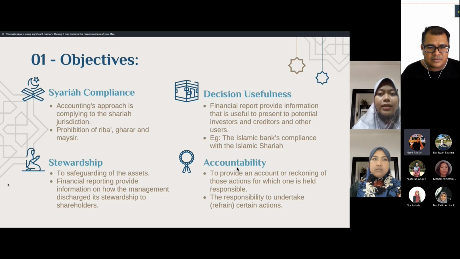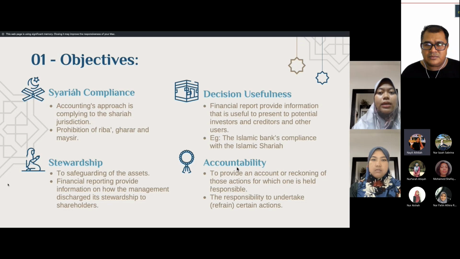Third is stewardship, where the Accounting and Auditing Organization for Islamic Financial Institutions points out that the objective of financial accounting is to contribute to the safeguarding of the assets and to the enhancement of the managerial and productive capabilities of the Islamic bank while encouraging compliance with its established goals and policies. Financial reporting should also provide information about how the management of an enterprise has discharged its stewardship to shareholders for the use of the enterprise resources entrusted.